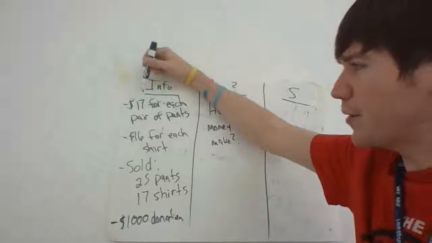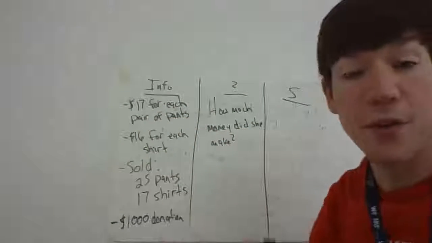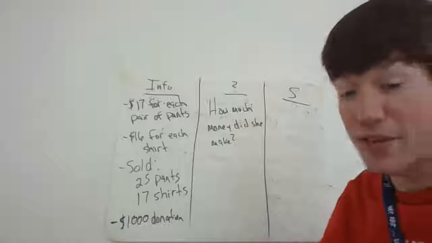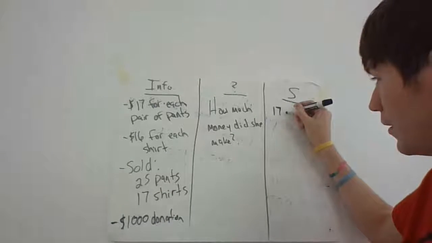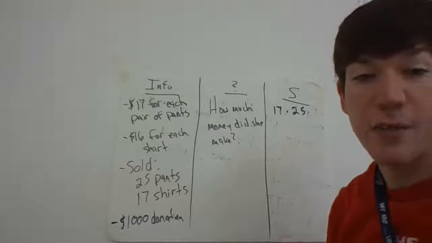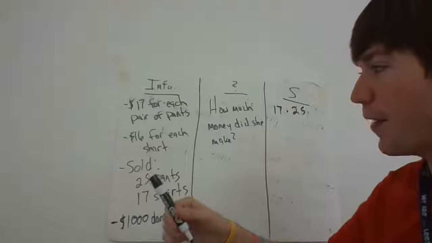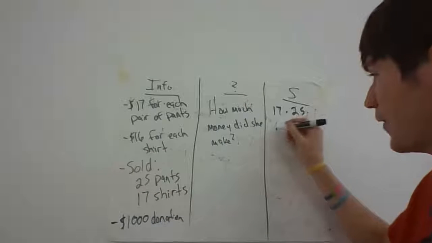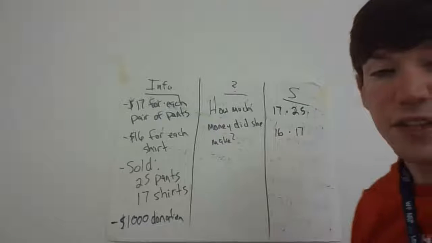Now, I'm going to start with my pants here. I know that a pair of pants is $17. She sold 25 of those. I could just add together 17 plus 17 plus 17 plus 17 25 times, or I could do 17 times 25, which is going to give me some number. Now, thinking about that, I could also do the same thing with the shirts. If each shirt is $16 and she sold 17 of them, I could do 16 times 17, and I'm going to get some answer.